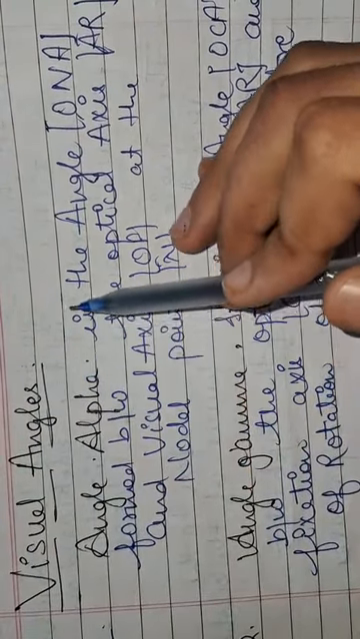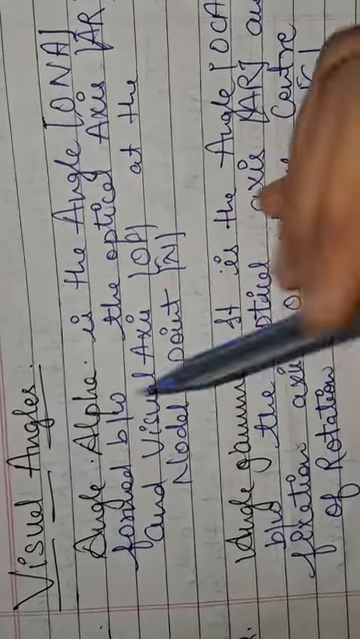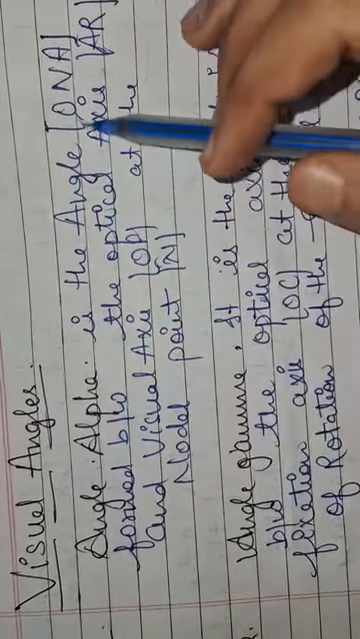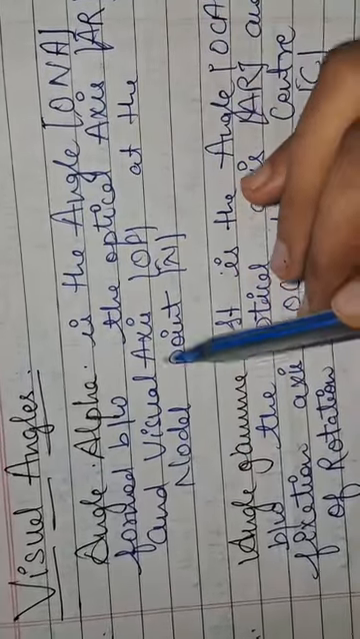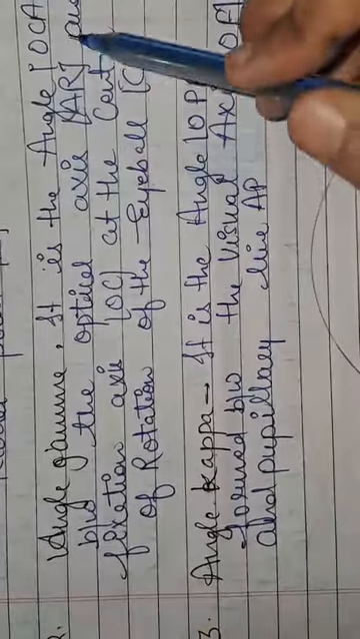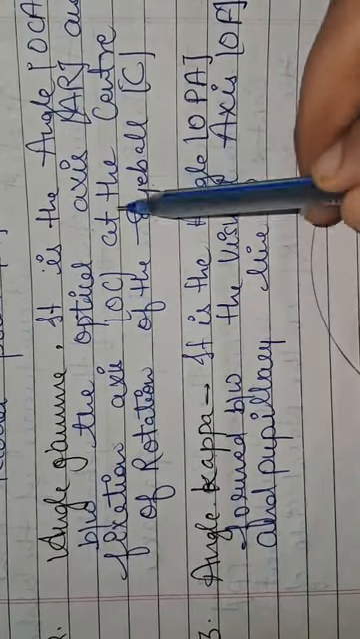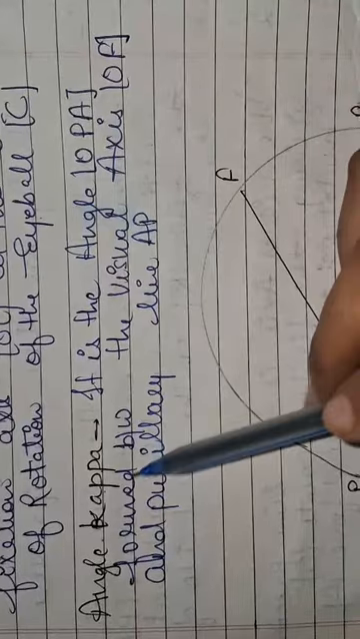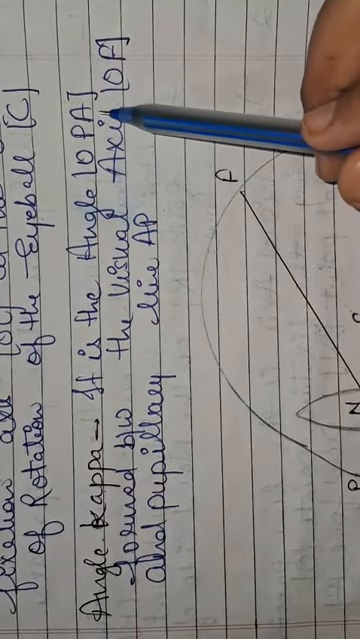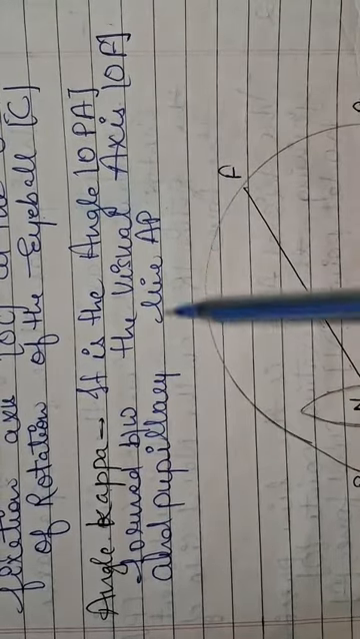There are 3 angles of the eyeball: angle alpha, angle gamma and angle kappa. Angle alpha is the angle ONA between the optical axis AR and the visual axis OP at the nodal point N. Angle gamma is the angle OCA between the optical axis AR and the fixation axis OC at the center of rotation of the eyeball C. Then angle kappa is the angle OPA between the visual axis OP and pupillary line AP.